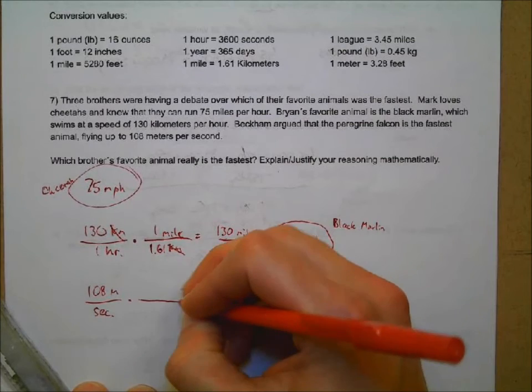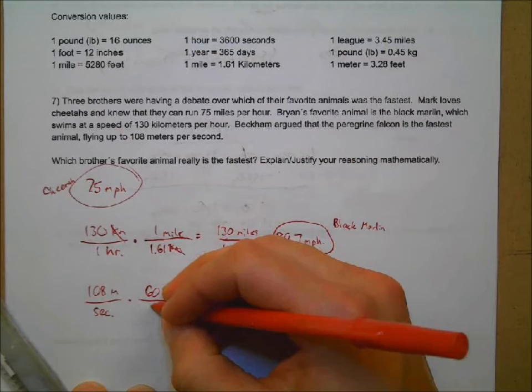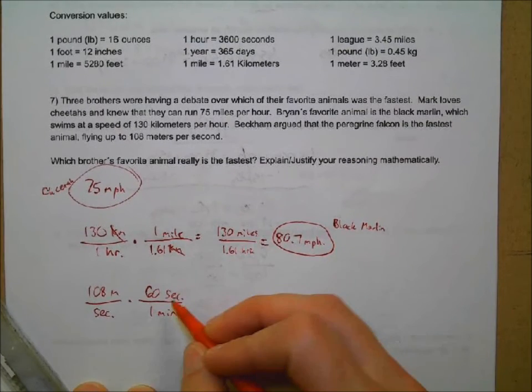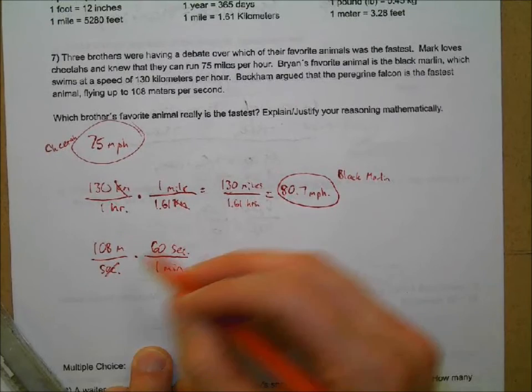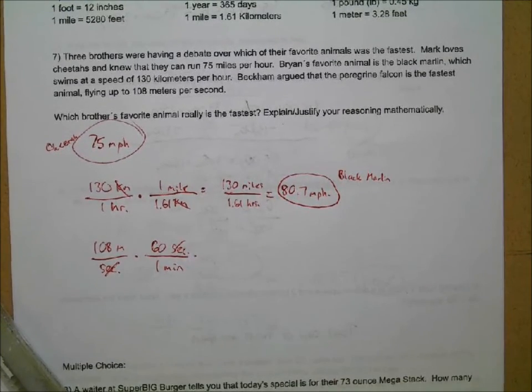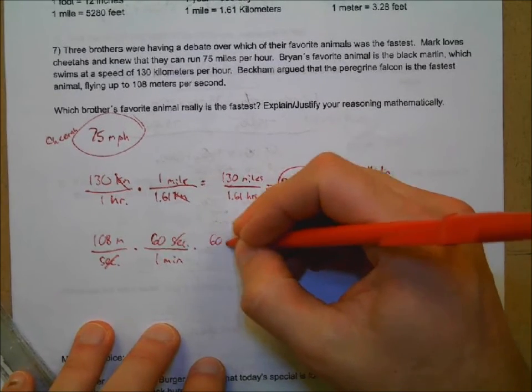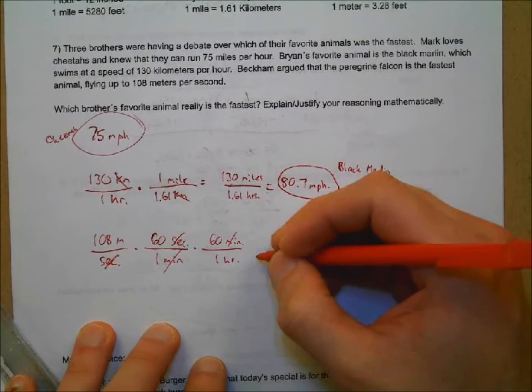So we'll do 60 seconds on top here, and then 1 minute on the bottom. I put seconds on top because the seconds were on the bottom here. We need them to cancel, so cross them out. All right, and then Danny, how about minutes and hours? How are they related? 60 minutes an hour. You got it. Very good, sir. 60 minutes over 1 hour. Minutes cancel. Okay, great. We're in hours.